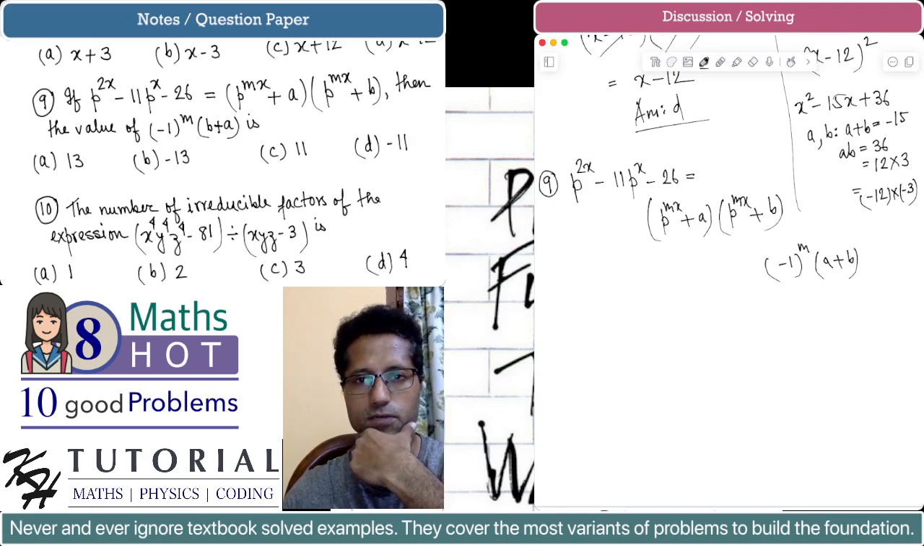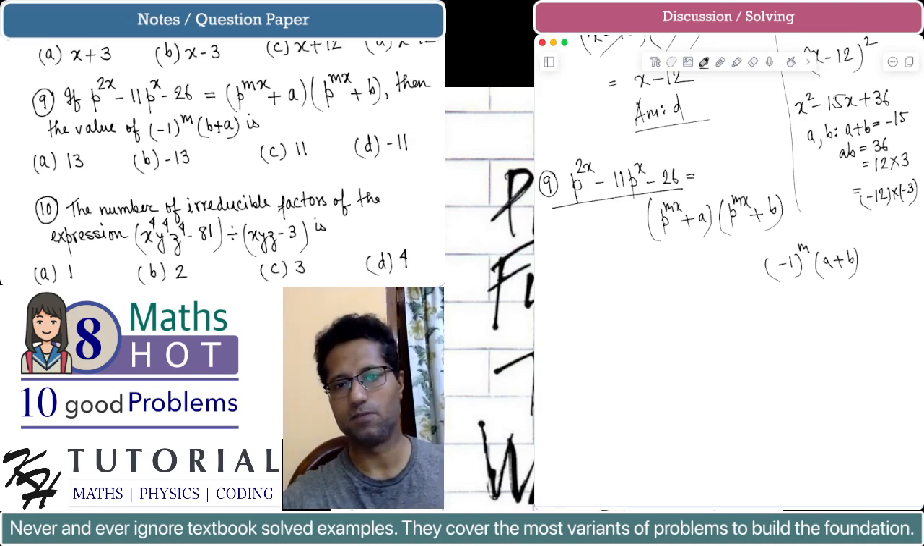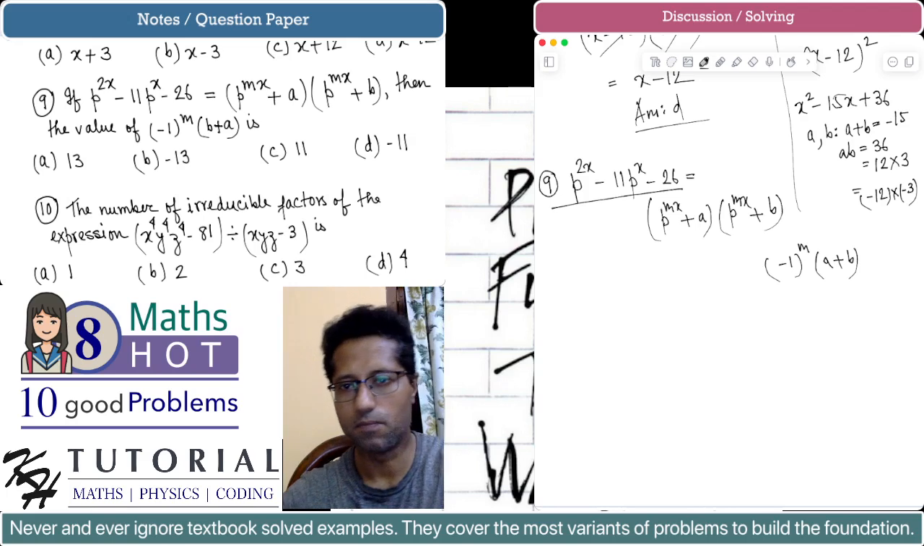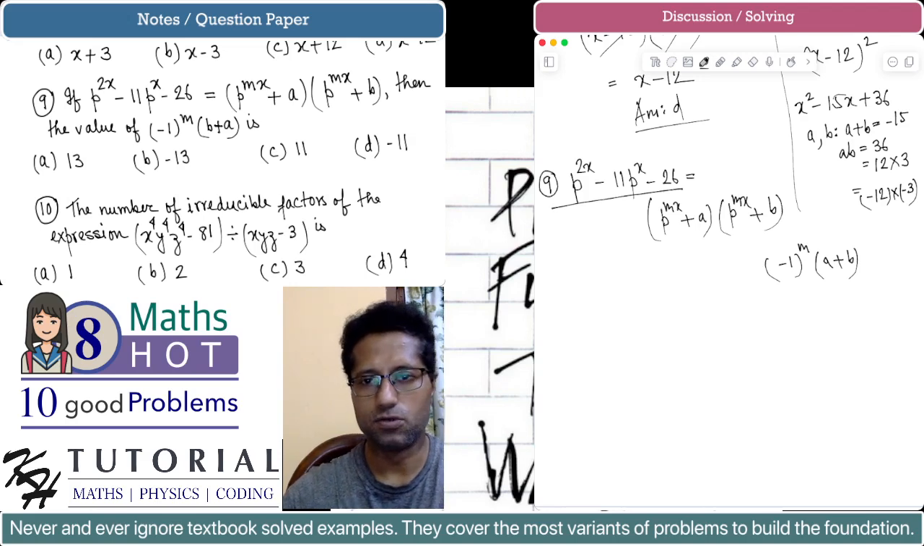Now in the given equation, the right hand side, we can consider p to the power mx plus a multiplied by p to the power mx plus b. Now this might look a little weird because in the power you have x. Normally x is considered as a variable, but in this problem we have x in the power, but it should not be a problem.